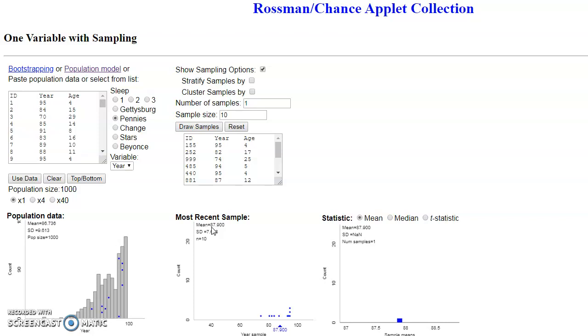If we were just trying to answer the question, what is the mean year, the average year for these pennies, we would get this statistic, based on our sample size of 10, of 87.9. Once again, that's kind of silly. We could say maybe the mean year is 88, because it's pretty close to 88. The spread of the data, the sample standard deviation, is 7.68, which is pretty far from the actual population standard deviation, which is 9.6. And here it shows our sample size of 10.